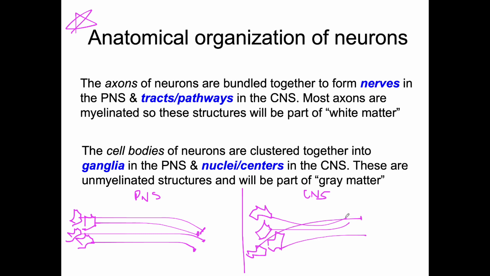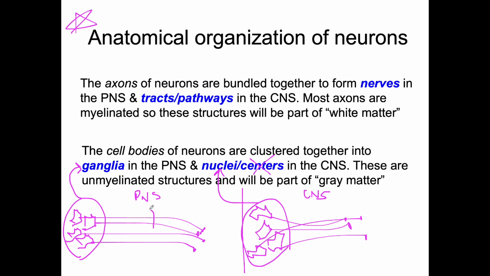So in the PNS and CNS, you generally have your cell bodies clustering together and the axons clustering together. The regions that you have clustering have names. In the PNS, the region where you have the cell bodies clustering together, if you recall, we already covered it, it is called ganglia. So where cell bodies cluster together in the PNS is called ganglia. Where the cell bodies cluster together in the CNS, it's called a nuclei or a center. However, I will not be using the word center on your exam.